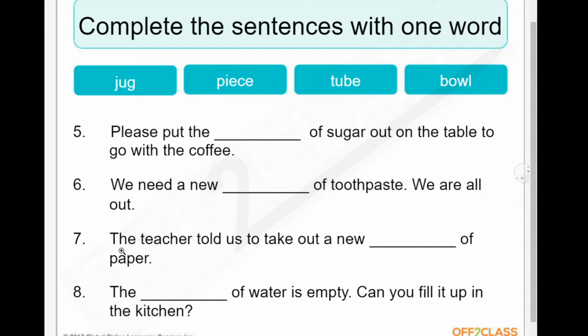Excellent. Number 7. The teacher told us to take out a new piece of paper. Piece of paper. Please repeat. Very good. Number 8. The jug of water is empty. Can you fill it up in the kitchen? Oh, you repeat now.